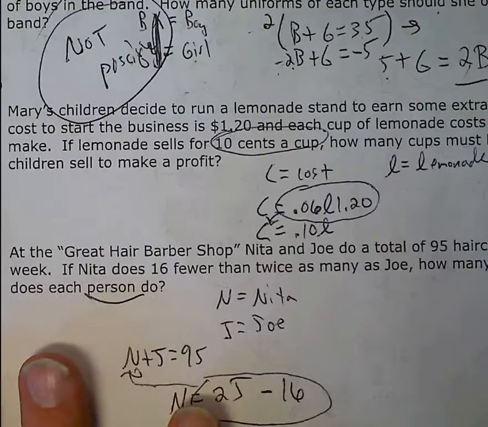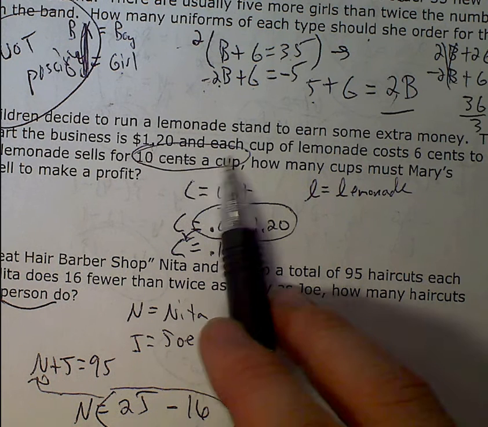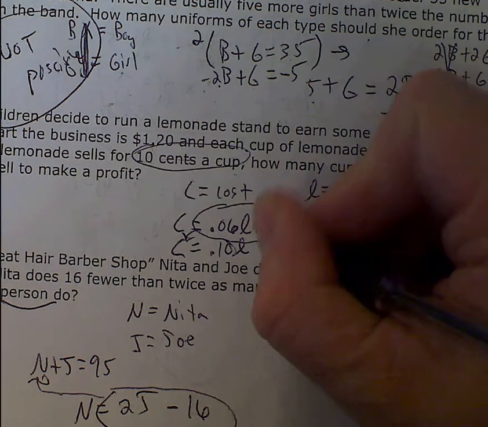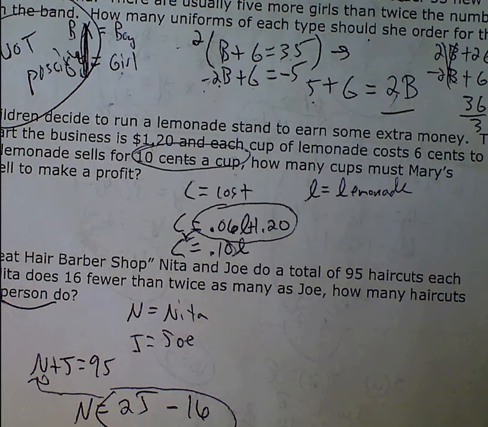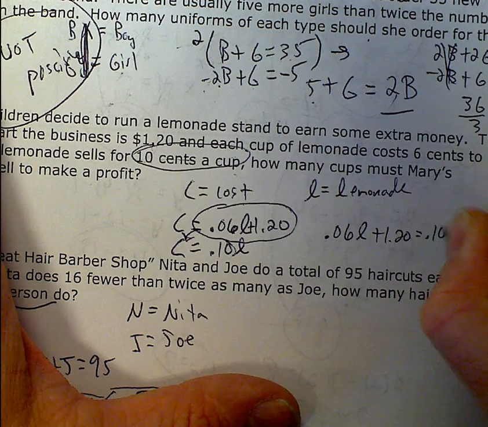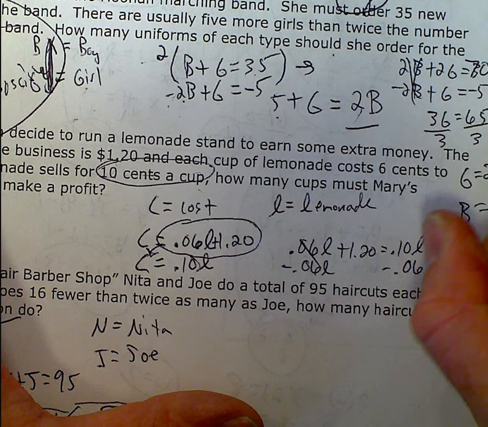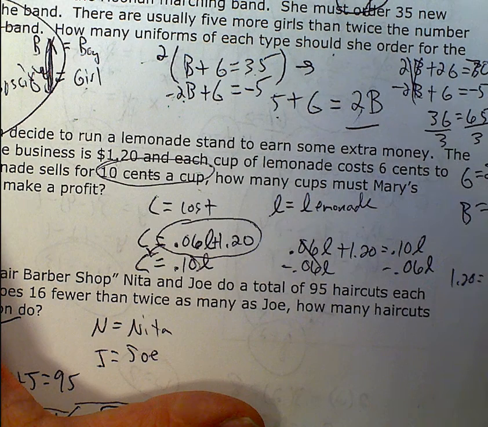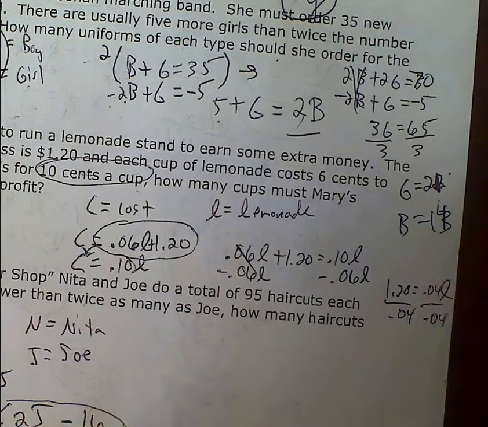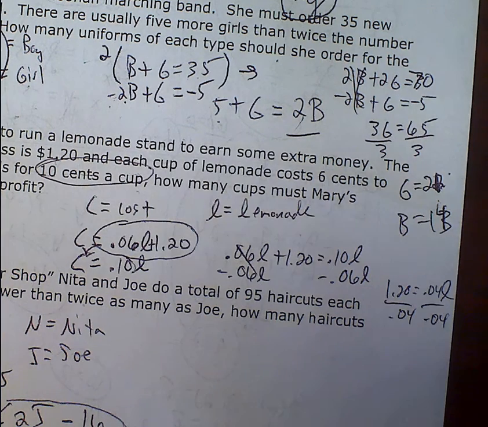All right. I went ahead and set this one up for you guys. The cost is going to be $1.20 plus each cup, so that's 0.06 L plus $1.20. So I'm going to substitute this. I get 0.06 L plus $1.20 equals 0.10 L. If I subtract 0.06 L from both sides, that gives me 1.20 equals 0.04 L. I'm going to divide by 0.04. 1.2 divided by 0.04 gives me 30.